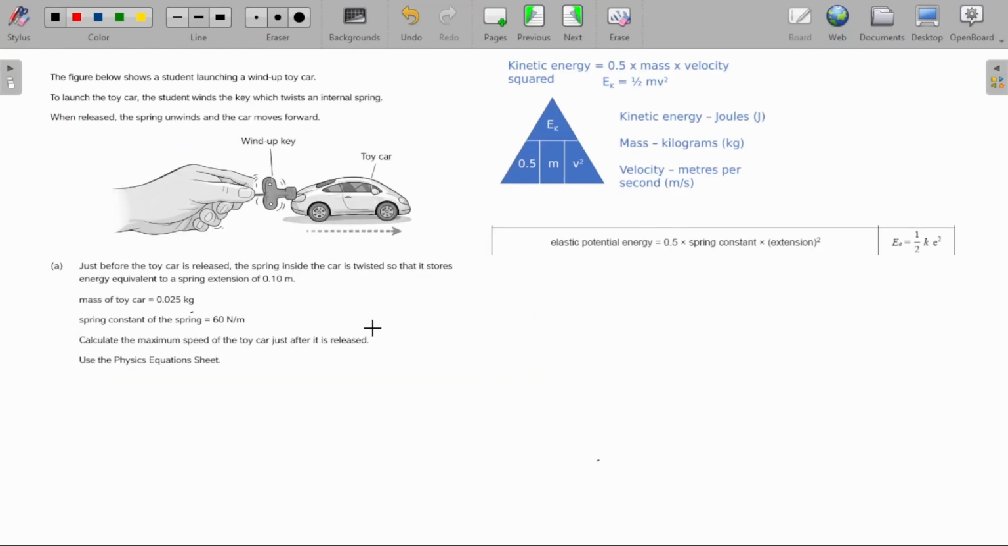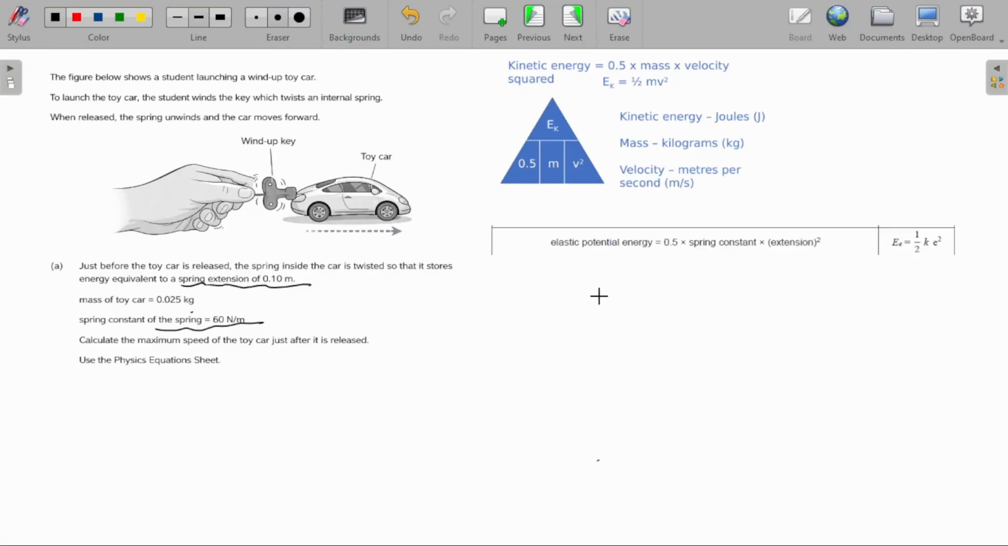This question is quite similar to the last question. But the difference here is that we are not given the kinetic energy. We are also not provided with the elastic potential energy. However, the question tells us the extension of the spring is 0.1 and the spring constant. So for a question like this, which is a 6-mark exam style question, this is the type of question you're going to get in an exam.